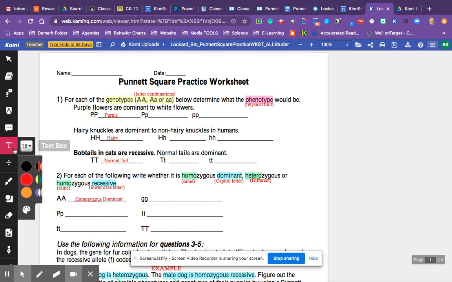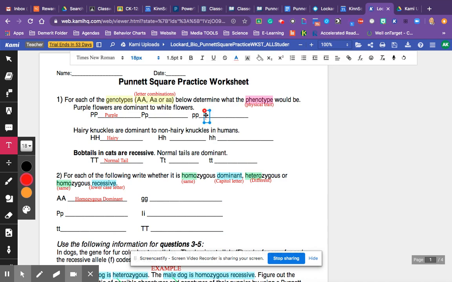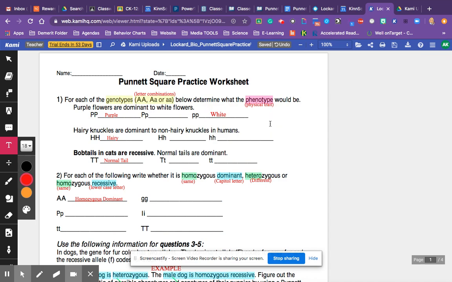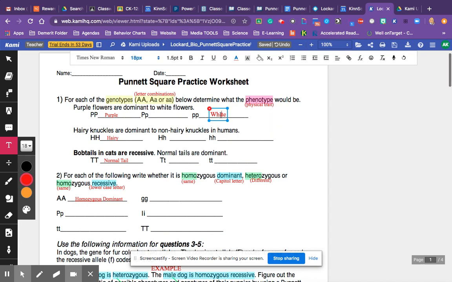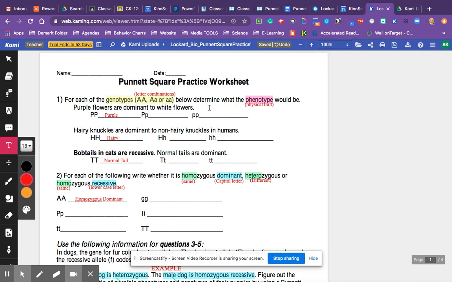Over here, there's this little text box, the T. You're going to click on it, and then click on the line where you would like to type, and you can just type white. Then you can move it around wherever you want it, and you're good to go. If you want to delete it because you think it's wrong, you're going to click on it and click the X.